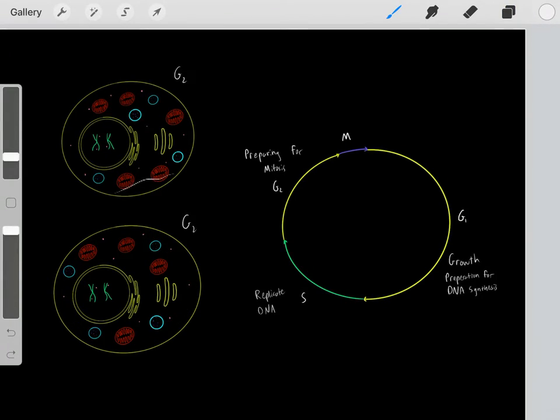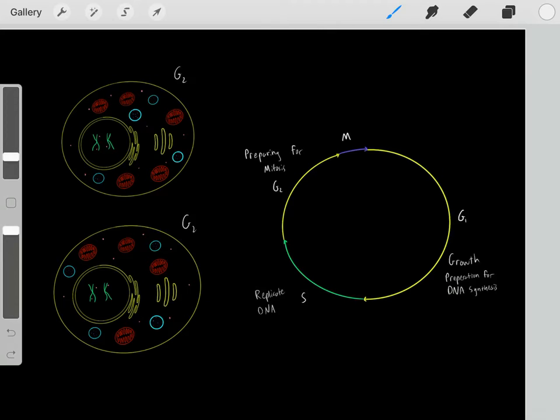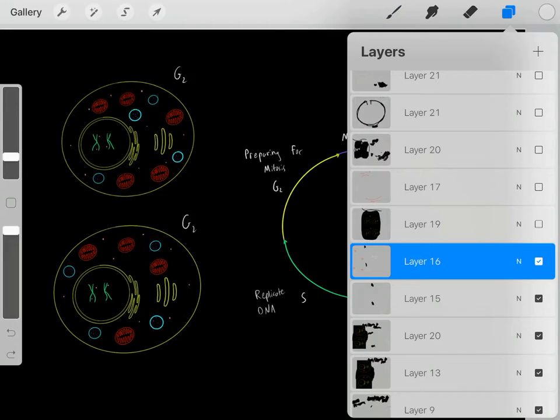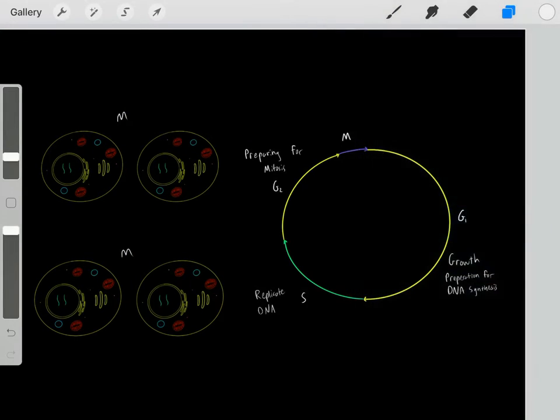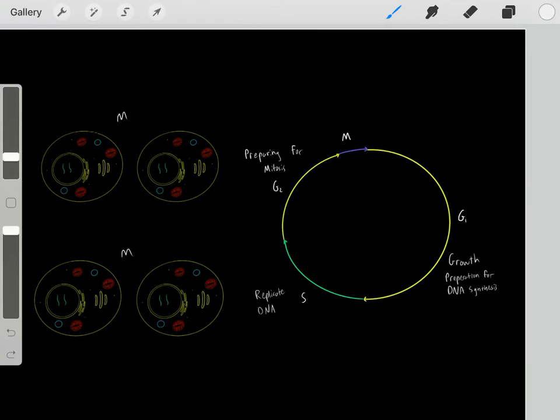And now that each individual cell has double the DNA, double the organelles, and double the proteins, now the cells again, at the end of the G2 phase, are prepared for mitosis, and now they go through mitosis, and now they divide again. And they can divide because remember, they had plenty of organelles and lysosomes and proteins, so now they enter mitosis, and now they divide again.